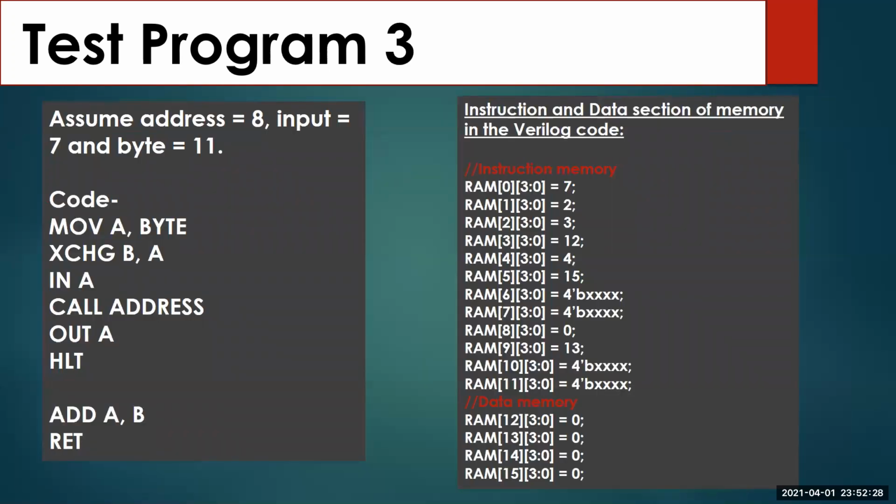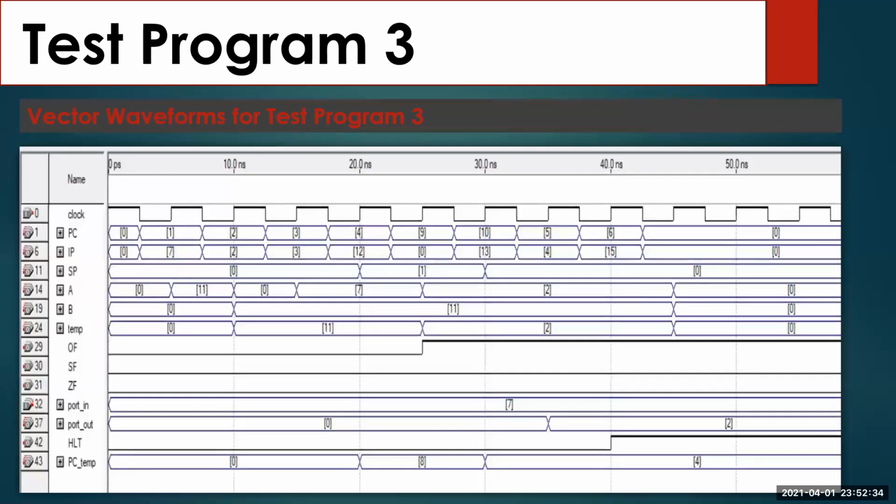In our next test program, we test the operations call and return. We also check how the overflow flag changes. We assume the value of address to be 8, input to be 7, and byte to be 11. Call address. When instruction pointer equals 12, at the first positive clock edge, the current value of PC, 4, gets stored in the stack memory, and the stack pointer gets updated to 1. The program counter value gets updated to the value of address.